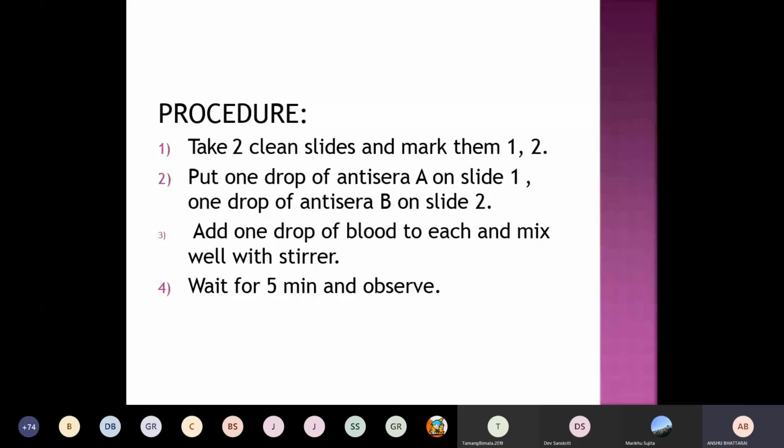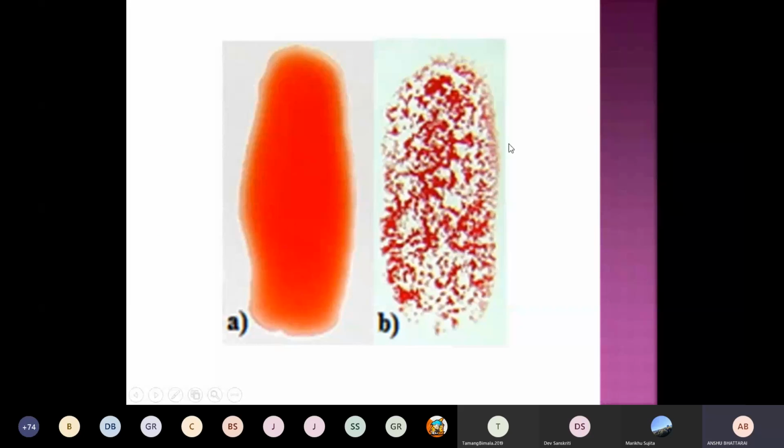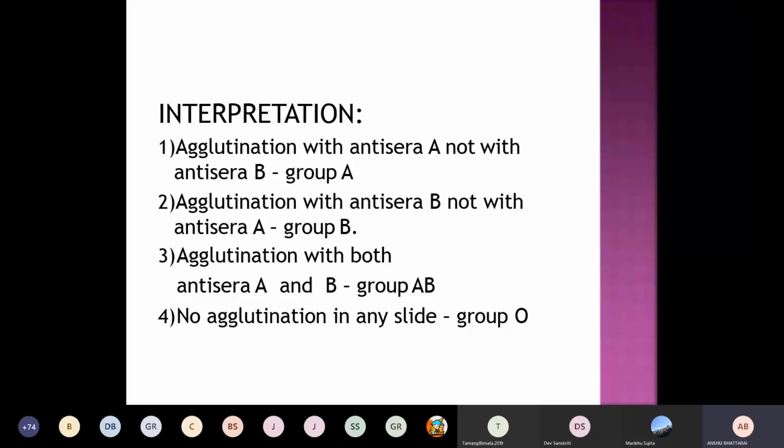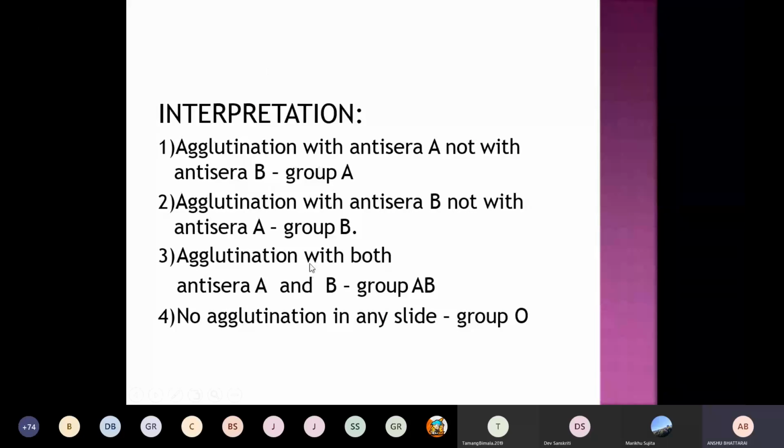Okay, so let us see a picture. See, so this kind of clumping will take place. Agglutination or clumping will take place. This is the normal one where no clumping or agglutination has taken place. And this is where agglutination or clumping has taken place. Okay, so again, let us interpret our result.